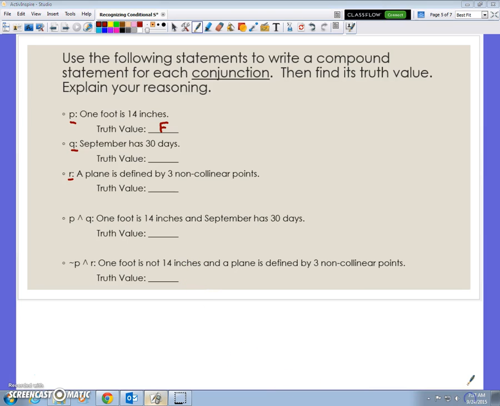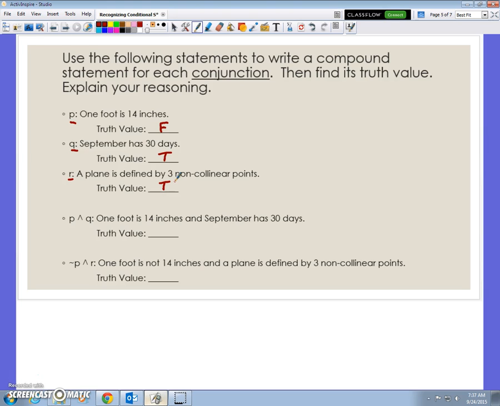Boom, right there, 30 days. So yes, that is true. September has 30 days. A plane is defined by 3 non-collinear points. Well, that is true as well. You can put a plane through any 3 non-collinear points. Okay, so now let's take a look here.